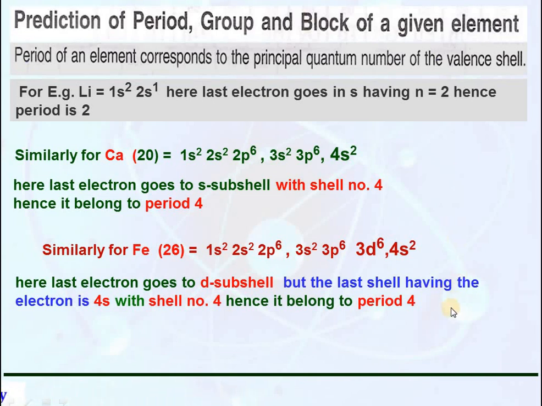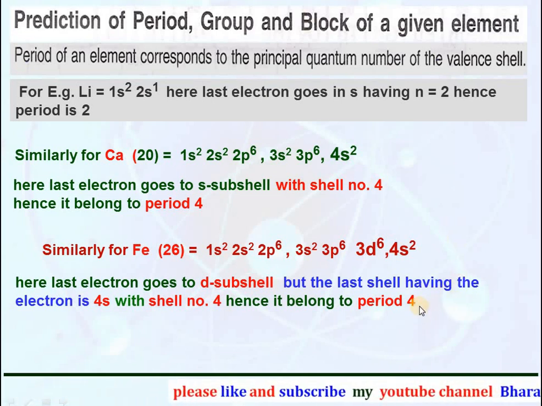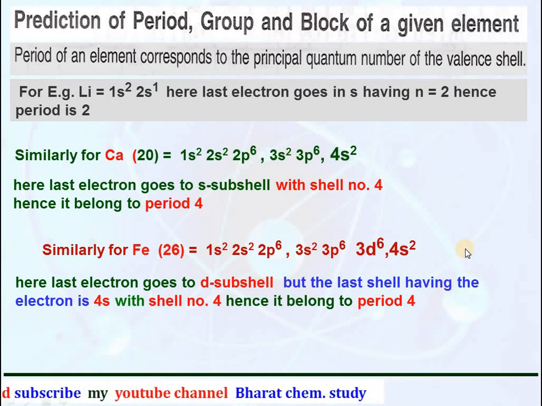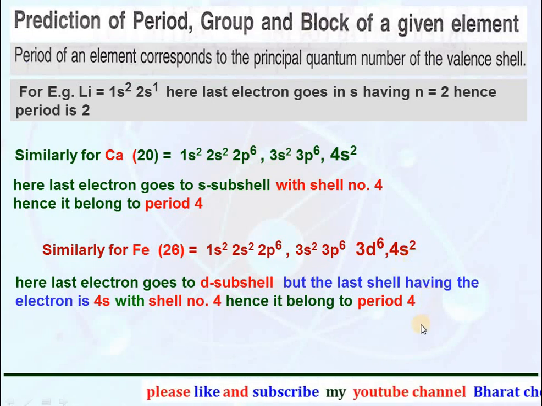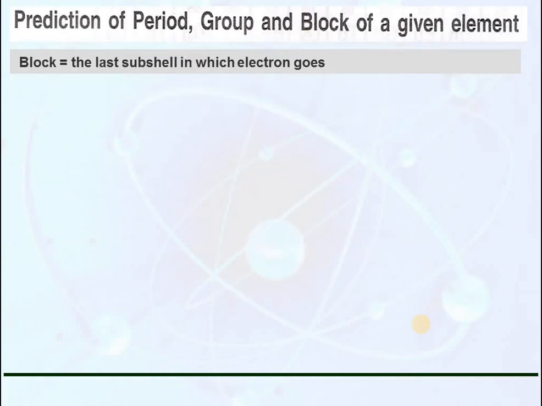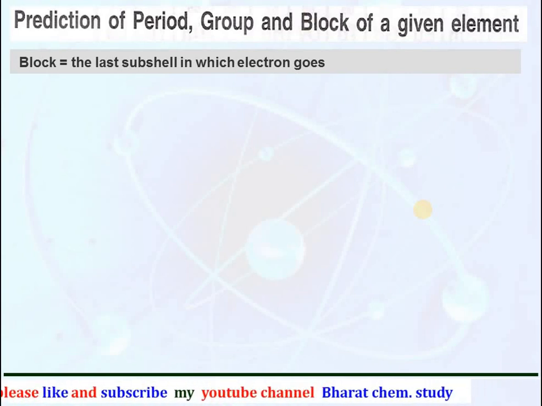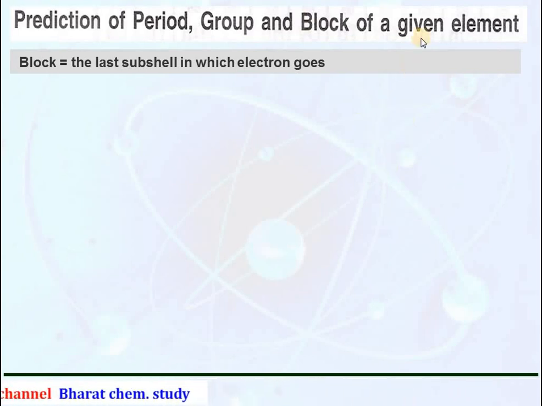Always remember this point. In the case of an element with atomic number more than 20, we have to check the last s subshell; the shell number of the last s will be equal to the period. Now the block of an element is equal to the last subshell in which the electron goes.